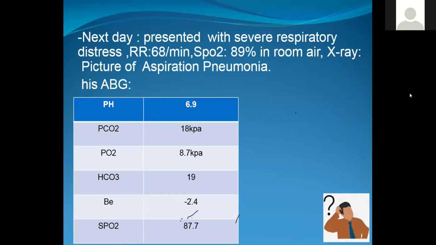Next day, this patient presented with severe respiratory distress. Respiratory rate increased to 68, saturation dropped in room air to 89, and his X-ray shows a picture of respiratory pneumonia. When we repeated the ABG, now we have this ABG. What do you think happened?